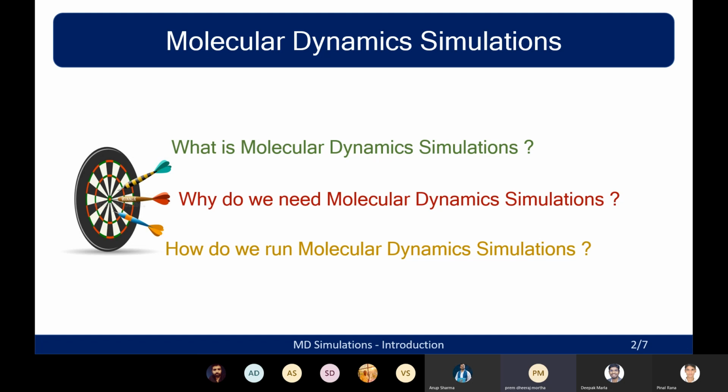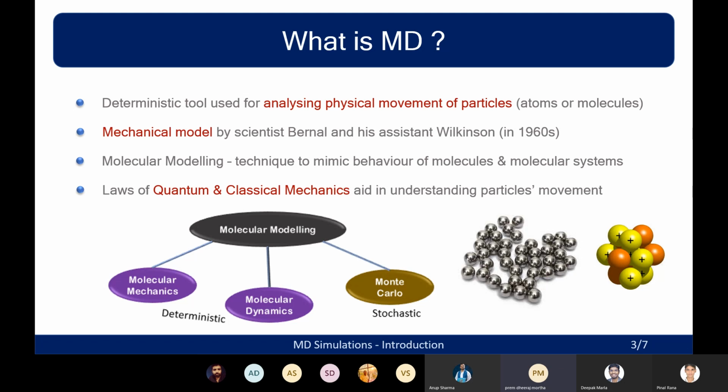To start with, what is molecular dynamic simulations? Molecular dynamic simulations is a kind of deterministic tool which is used for analyzing the physical movement of particles. Hereafter, when I say particles, I actually refer to atoms and molecules. We should first notice that molecular dynamics simulations is all about analyzing the physical movement of particles.